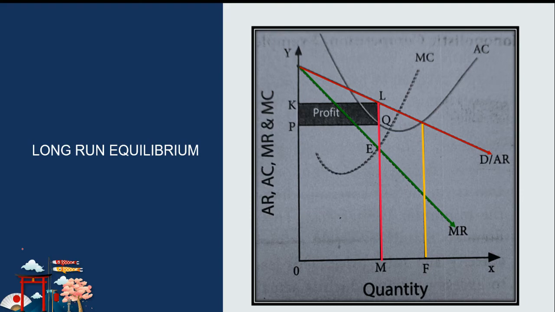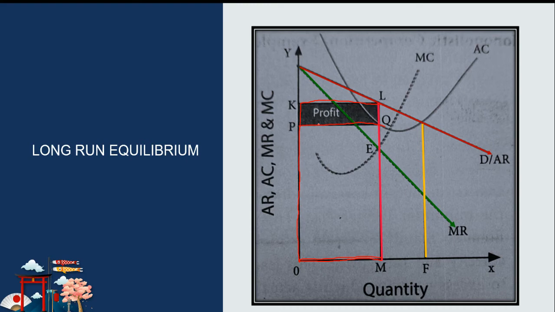Let me take the pen. So my total revenue is OMLK. This is my total revenue. Total cost is OMQP. So the total revenue is greater than total cost. So what is my profit? PQLK is my profit, which happens to be a normal profit.